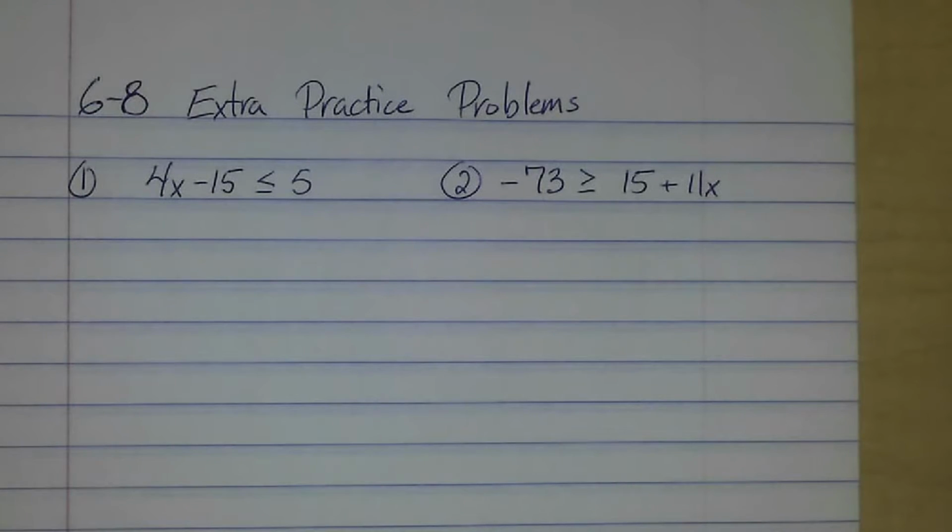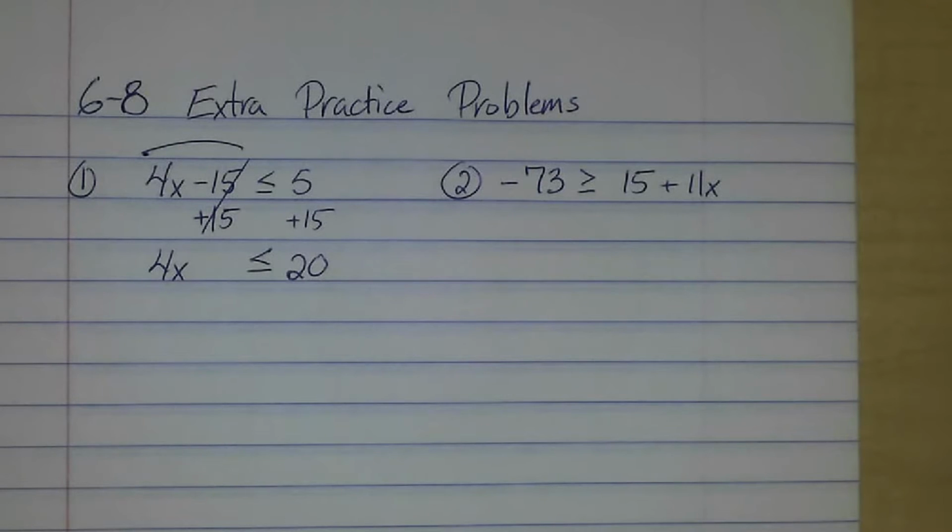Okay, so in the first problem, the variable's on the left-hand side, so we're going to look there. And the constant, remember, that's the number all alone without a variable, is 15. We have a minus 15, and the opposite of minus 15 is plus 15. The 15's cancel, leaving 4x, and 5 plus 15 is 20. Now remember, you only flip the inequality sign if you multiply or divide by a negative number. Since we didn't do that, it stays the same.